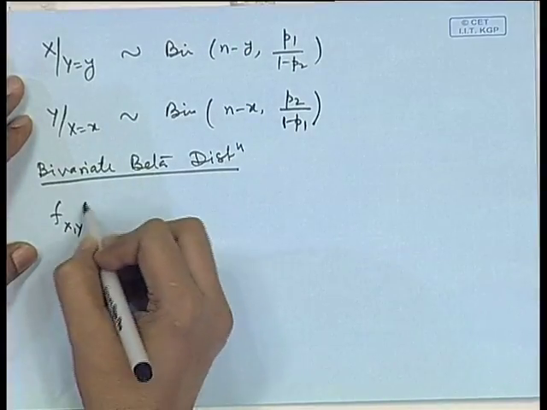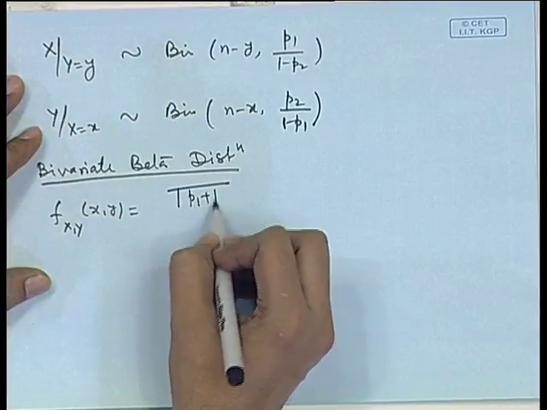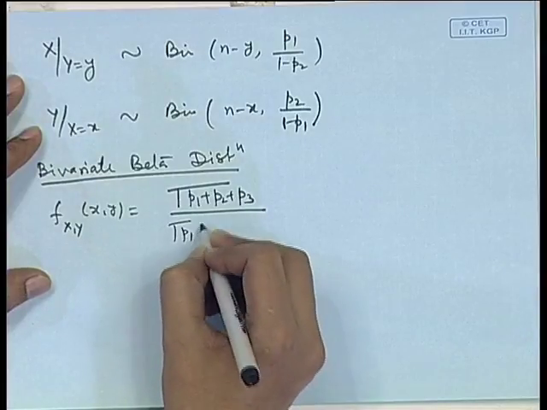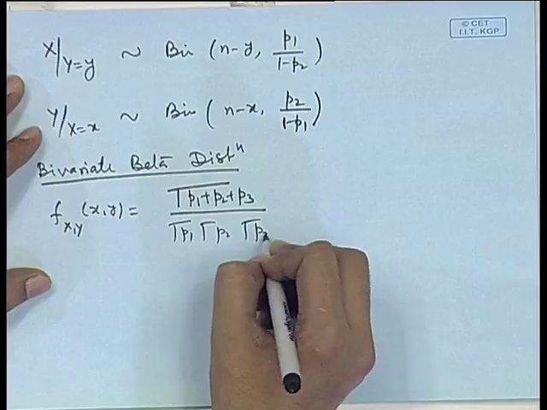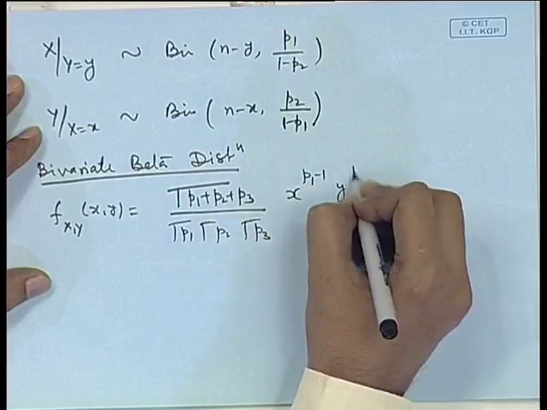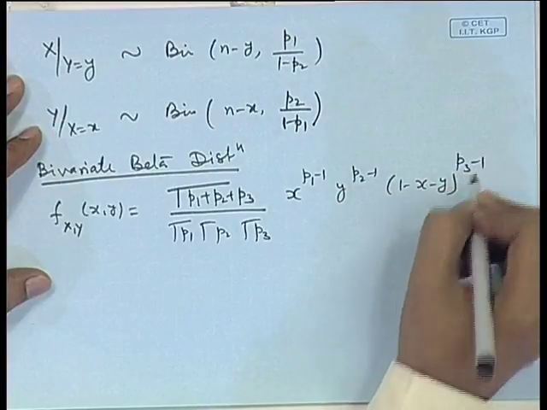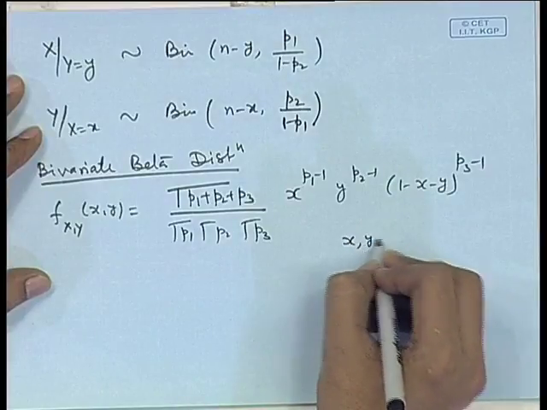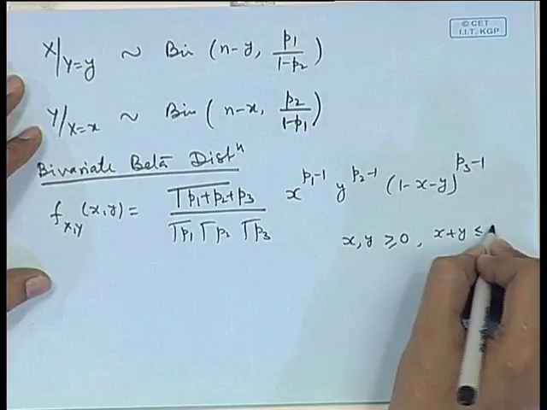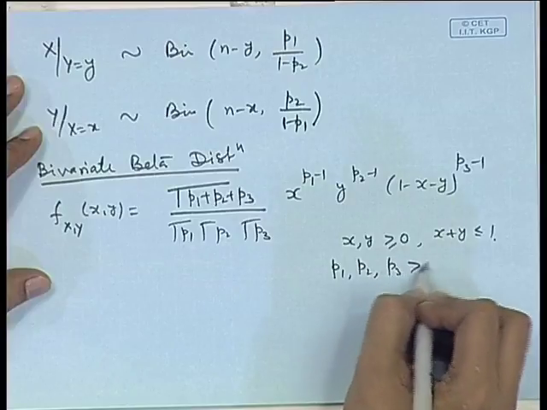F(x, y) as Gamma(p1 + p2 + p3) divided by Gamma(p1) Gamma(p2) Gamma(p3), x to the power p1 minus 1, y to the power p2 minus 1, (1 minus x minus y) to the power p3 minus 1, where x and y are greater than or equal to 0 and x plus y is less than or equal to 1. p1, p2, p3 must be positive.